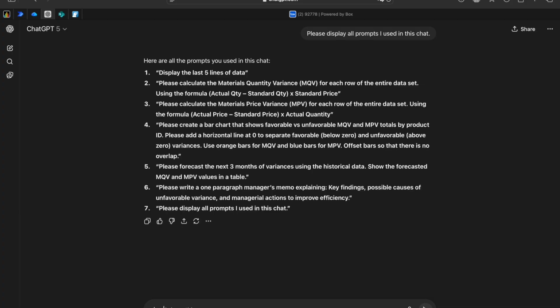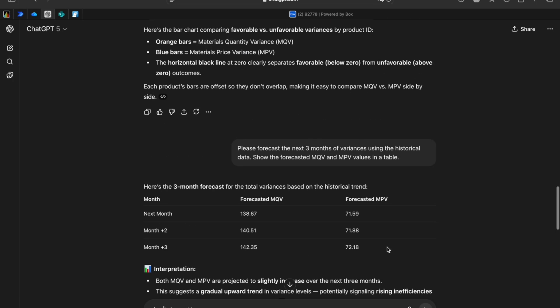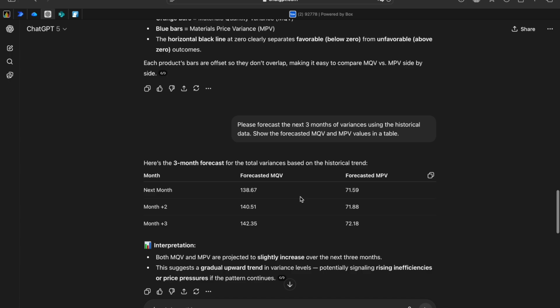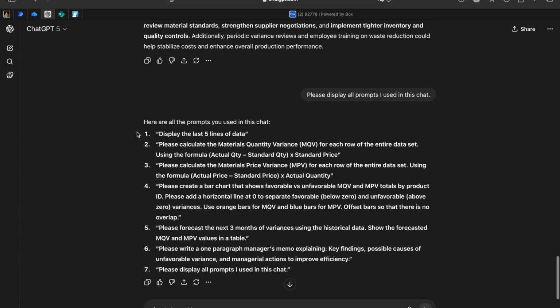Nice. So the next steps is to take a screenshot of this bar chart, take a screenshot of this forecasted table, upload the prompts you used, and answer any of the questions provided. And that completes this lab.